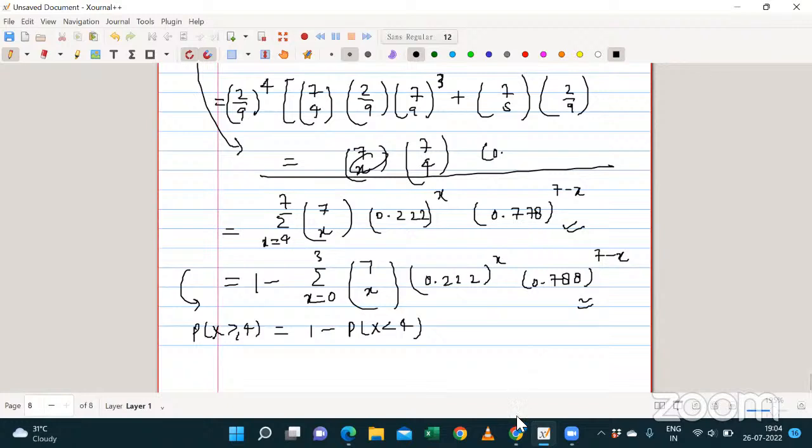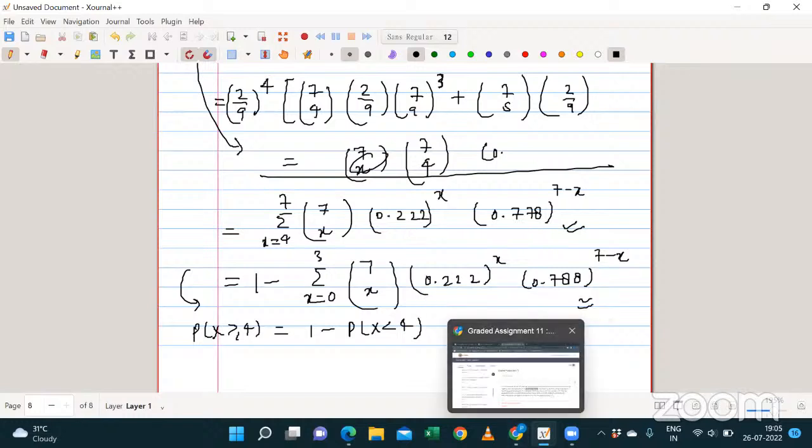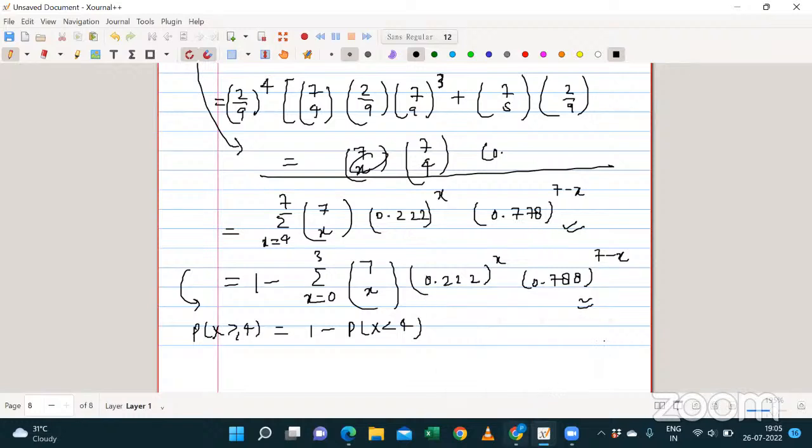We can write 7C0, 7C1, 7C2, 7C3, up to 3, right? So can you do the calculation, sir? I could do it, but it will take a lot of time. You can use an Excel sheet also.